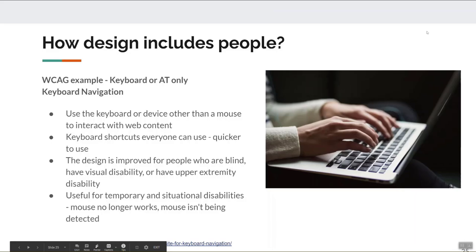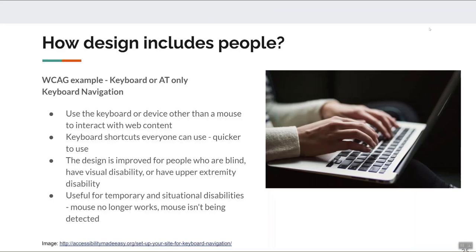Using a keyboard is another way for people to use assistive technology. The keyboard or another device other than a mouse can be used to interact with the web content. So say that you're on a website and you use your keyboard tab key. You initially start on the first link on the page and you use the tab key to go through the other links on the web page. When you're doing that, you also need some sort of visual indication to be able to see which particular link has the tab focus on it.